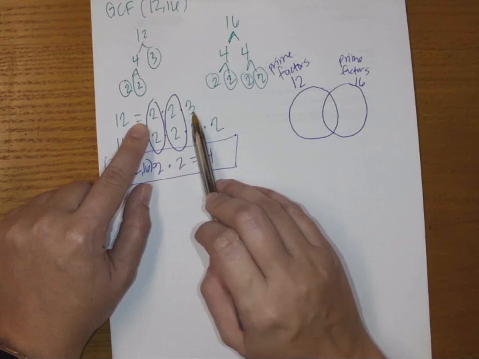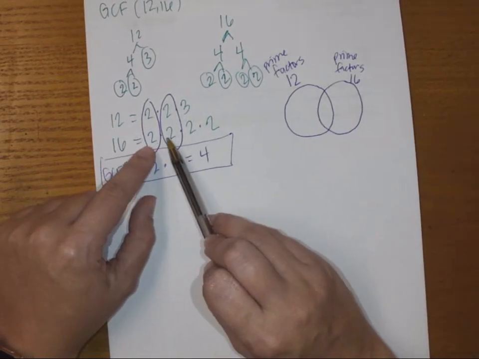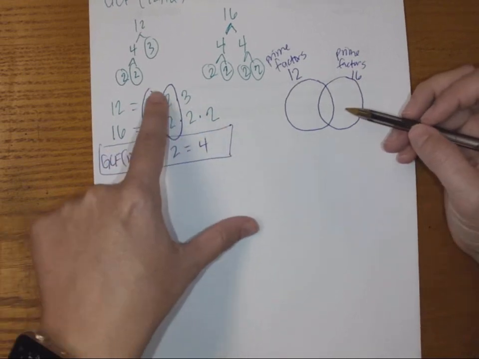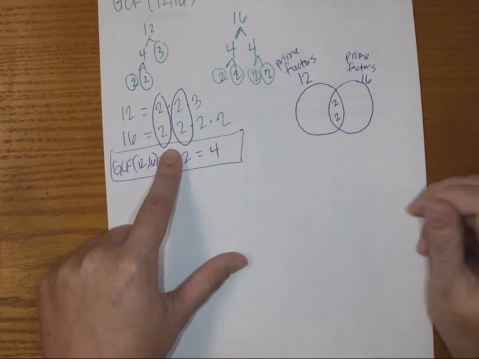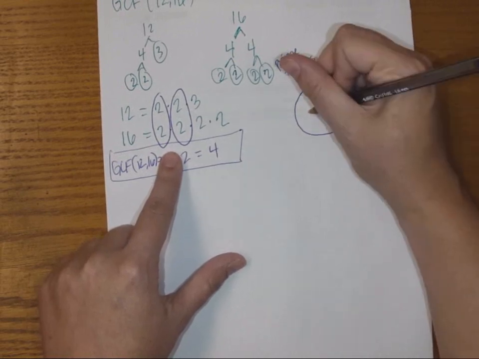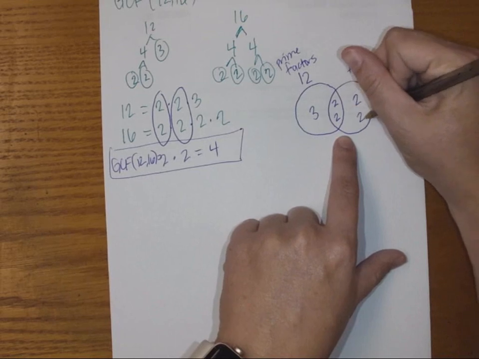2, 2, and 3. Okay, so when I go to put this over here, to get me 16 is 2, 2, 2, and 2. They both have a 2 in common. Actually, they have two 2's in common. So 12 is 2 times 2 times 3. 16 is 2 times 2 times 2 times 2.